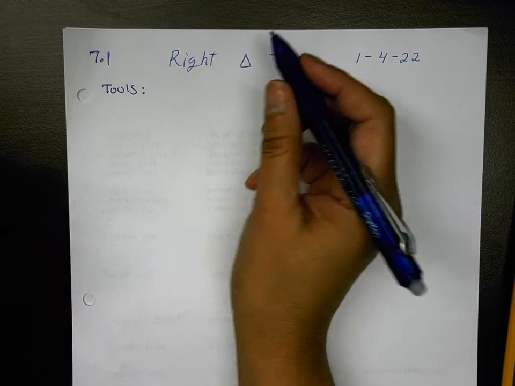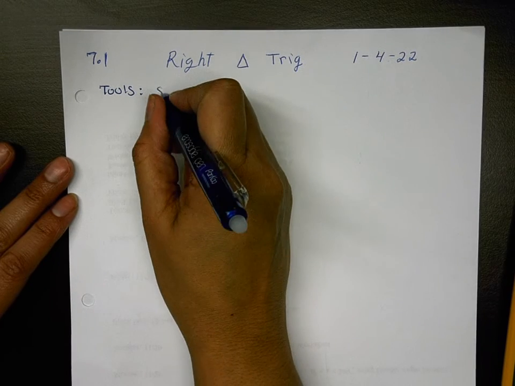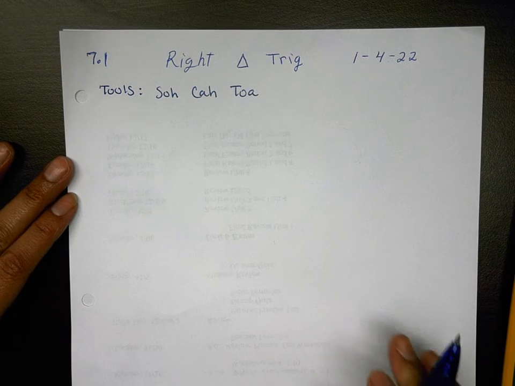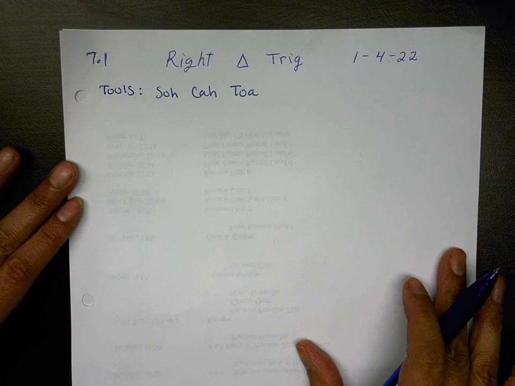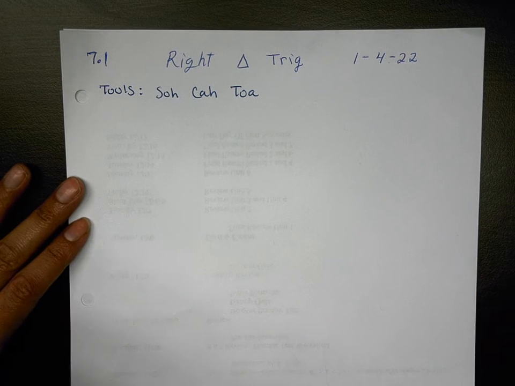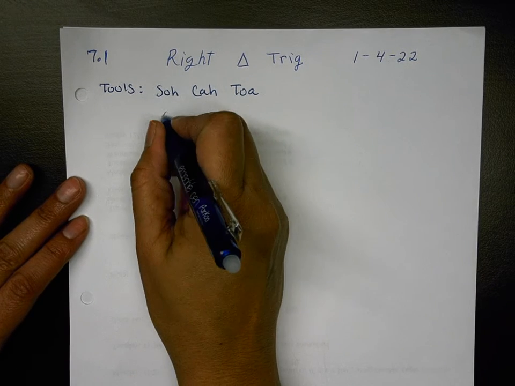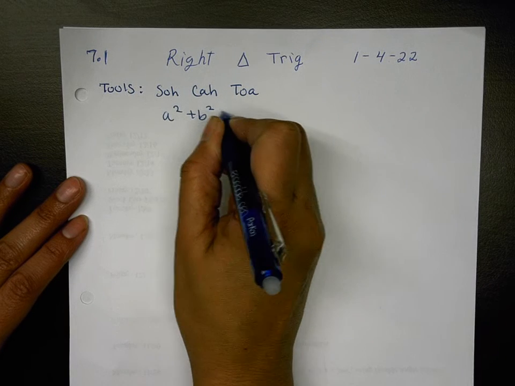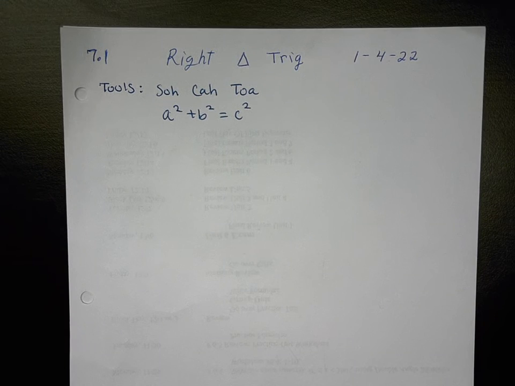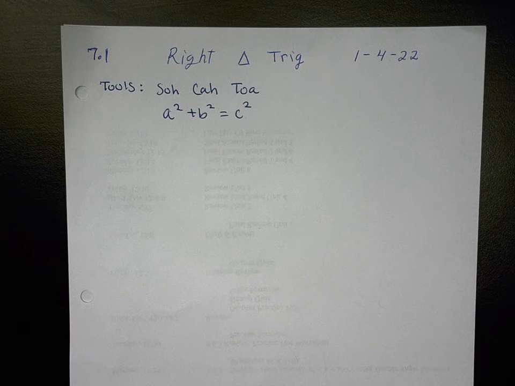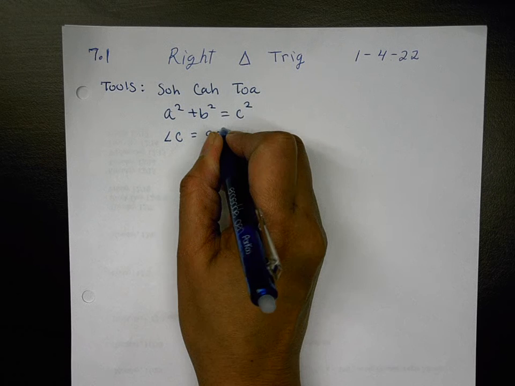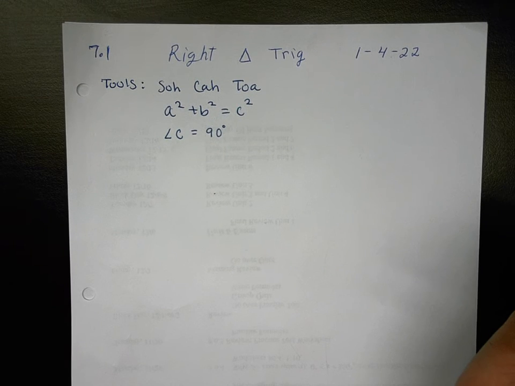are, the first tool is the tools we used last semester, which is the SOHCAHTOA: sine, cosine, tangent. The next one is also a tool we used last semester: a squared plus b squared equals c squared, Pythagorean's theorem. Next one is that angle C is going to be your right angle. It's going to equal 90 degrees.